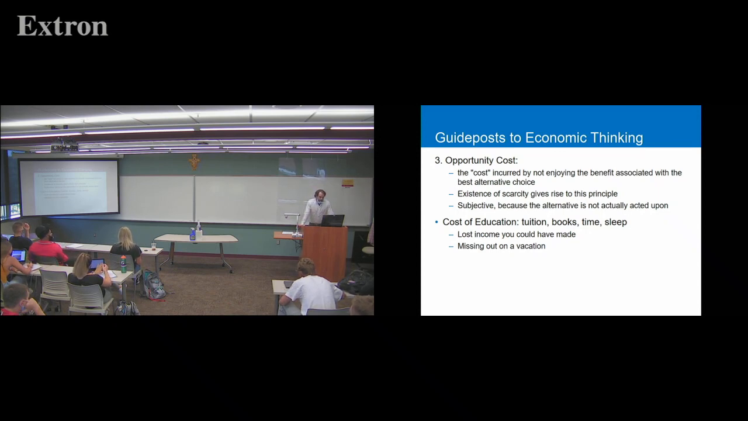And because it's not acted upon, it's still in your mind. So you're really the only person that truly knows what your opportunity cost is. But we can pretty much guess what people's opportunity costs are. So for education, you have an explicit cost of education. Obviously, the tuition you pay here is a lot of money. That's going to be a cost.